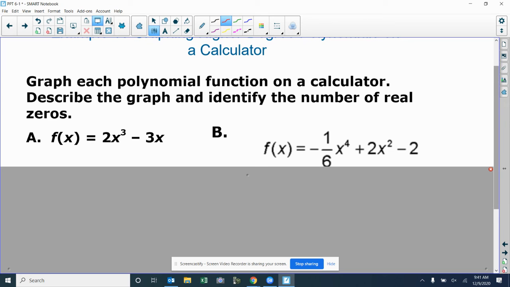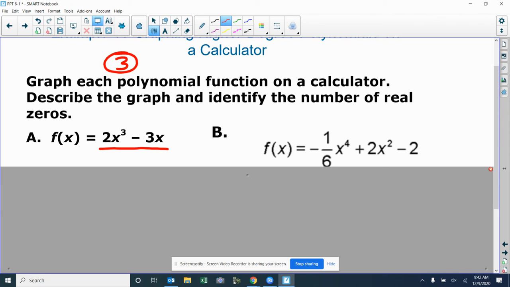So, we have 2x cubed minus 3x. Now the degree of this is what, folks? 3. So this could cross the x-axis 3 times. The degree of the polynomial determines the possible real roots. There'll be no more than 3 crossings. It can never cross more than the degree. It might not cross all 3. There could be some imaginary roots, okay?